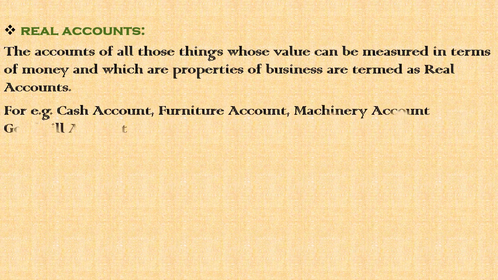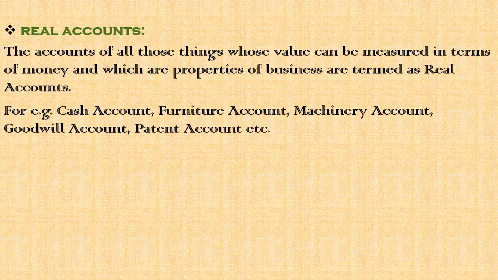For example, cash account, furniture account, machinery account. So cash, furniture and machinery are tangible, which you can touch and see. There are some real accounts which are intangible, like goodwill and patent, which you cannot see, but you can value or measure in terms of money. So goodwill, like how much is the goodwill in your market? You can measure it in terms of money.